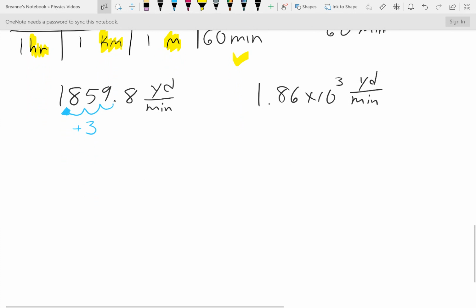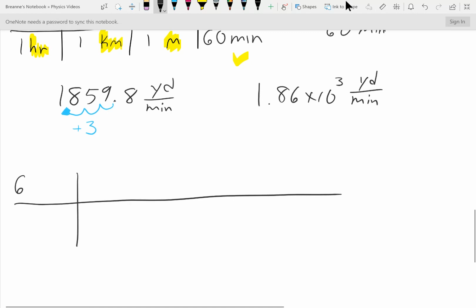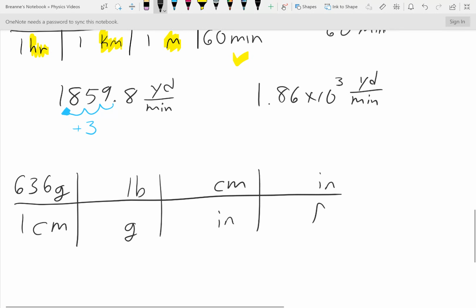The next one I'm going to do is the one you kind of had to fill in. So you had to fill in this one. This is the fill-in one. And we gave you 636 grams per 1 centimeter. And we kind of gave you the path that you had to fill in. Inch. We went from inch to feet.